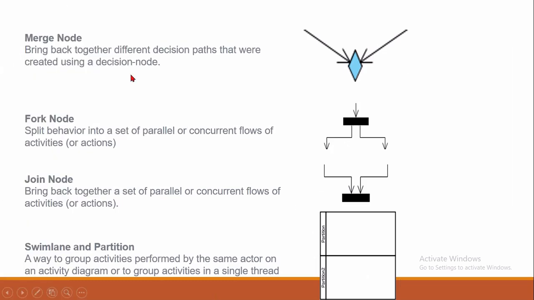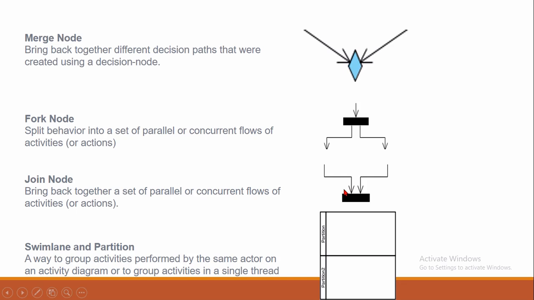Okay, then we have a merge node. When there are two different paths we want to join, that time we use a merge node. We have a fork node. Fork node is used for parallel execution. When we need to execute two activities parallelly, that time we use a fork notation. Then we have the join node. You can see here we use this notation for the join node.